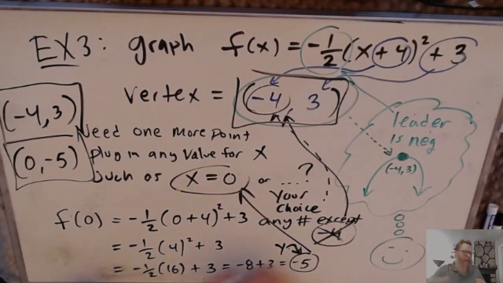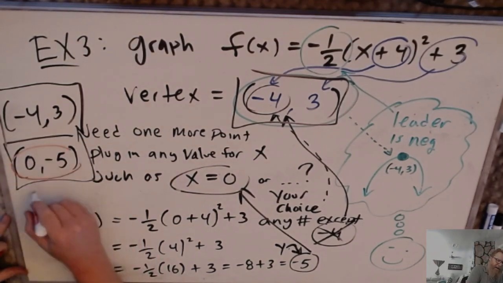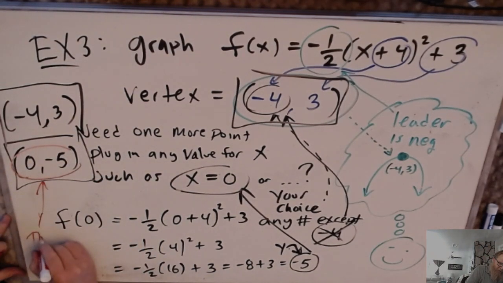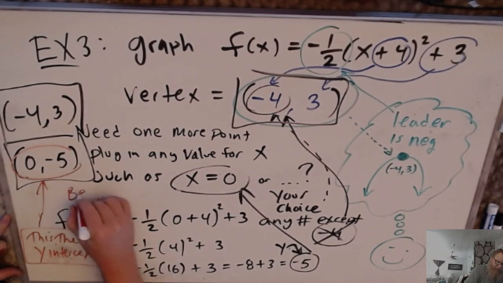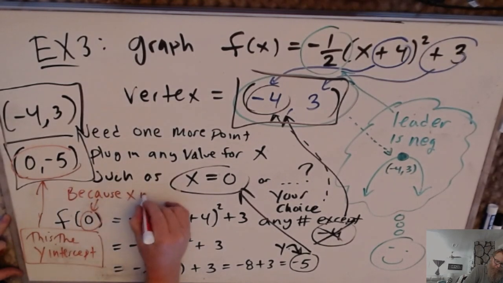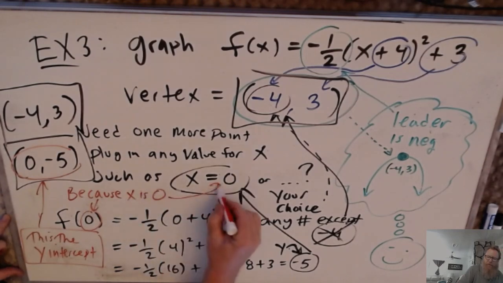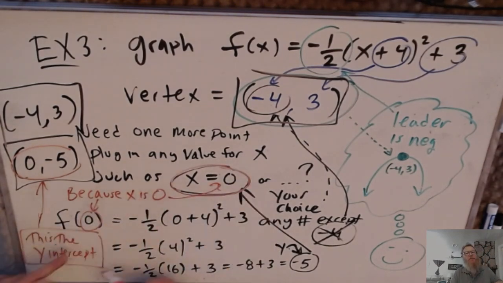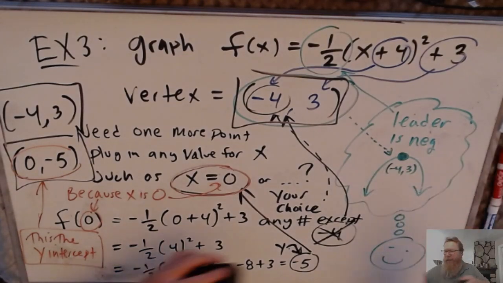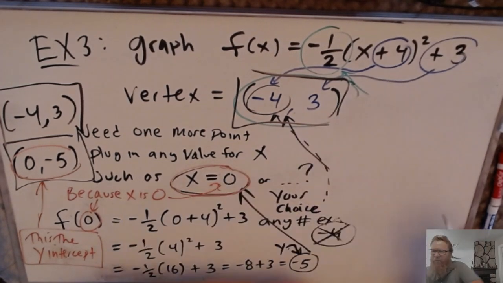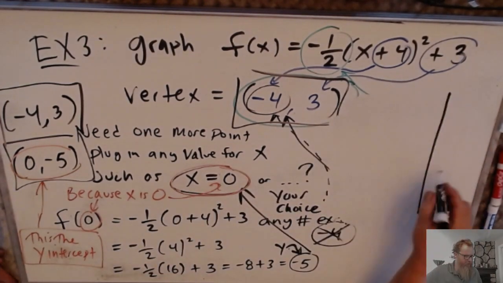Just a little fun, in case I ask, this is called the y-intercept. You probably already knew that, because x is 0. So if you choose to use 0, you automatically get the y-intercept. And that's it. We're done. So we kind of already know what we're going to get.